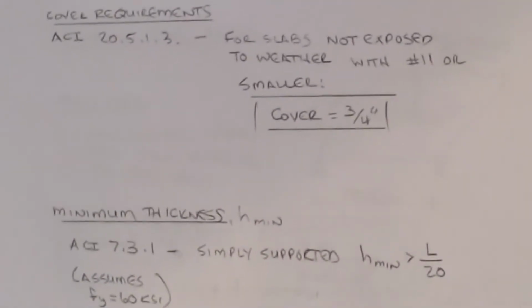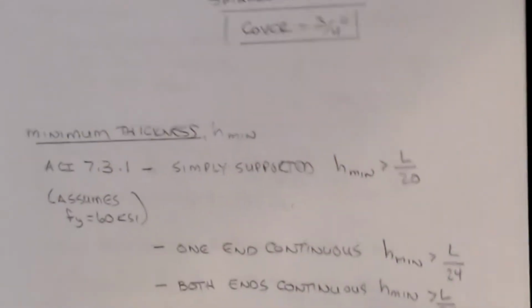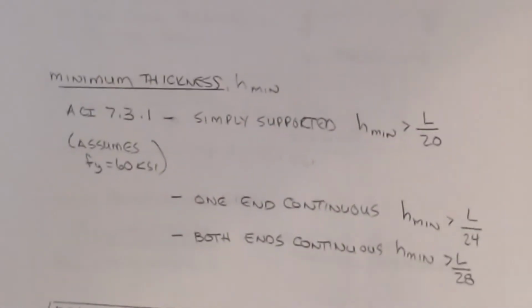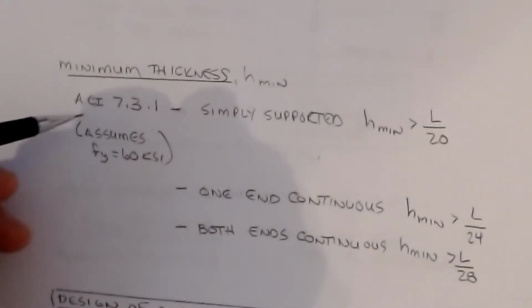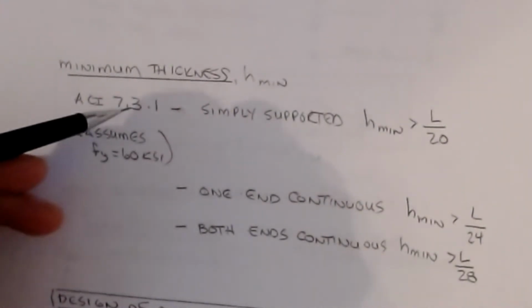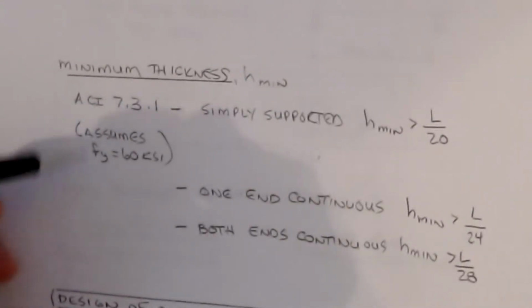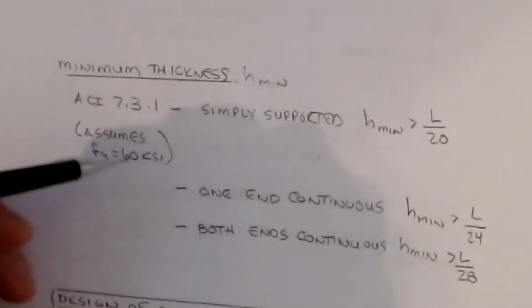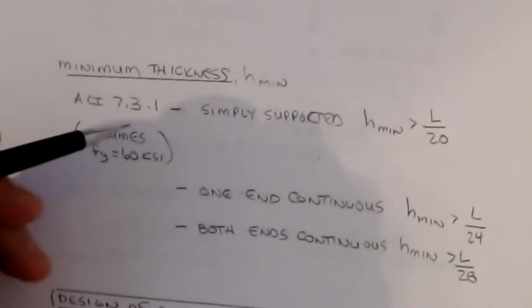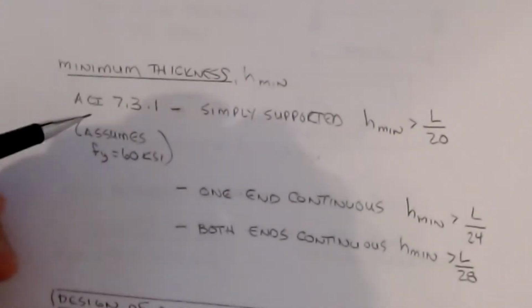Okay, the other provision you've also seen before, and this is a minimum thickness, which is going to be called HMIN throughout this video and in your textbook. This comes out of ACI 7.3.1, and it assumes that fy is 60 ksi. For any other steel grade, you have to do a correction to these dimensions that you can read up on in the code yourself, but for most practical purposes, we're safe to assume 60 ksi.